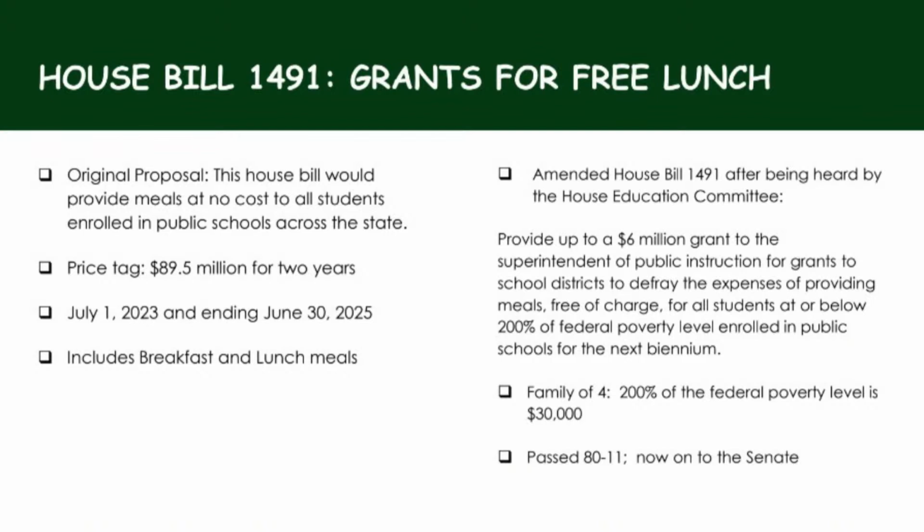However, when it got up to the House, they amended it, and now it's reduced to $6 million. And they have increased the poverty rate from 185% to 200%. So for a family of 4, that 200% of the federal poverty level is $30,000. This will provide a few more free meals, and I'll get to that on my next slide. This passed 80-11, and now it'll be heading out to the Senate to be heard.